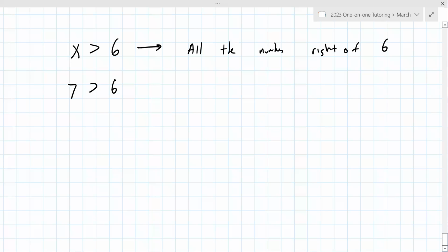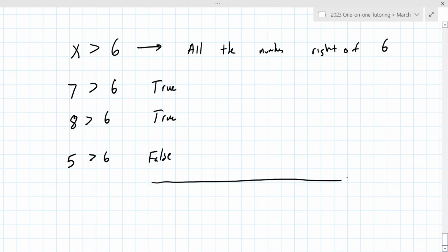Okay, x is greater than 6. This means, in words, all the numbers right of 6 on the number line. Previously, I would give you a problem like this and ask you, is this true or false? Is 7 greater than 6? You would tell me that this is true. Is 8 greater than 6? True. But is 5 greater than 6? No, it's not true.